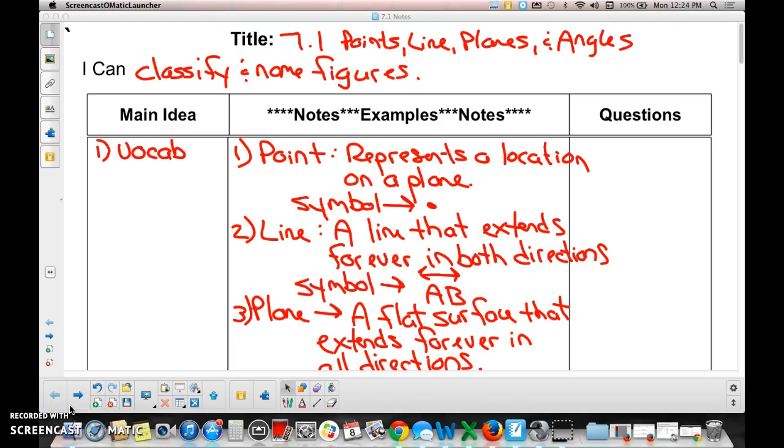Ben, what are we doing today? I can classify and name figures. And what's the title of our notes from today? Points, lines, planes, and angles.